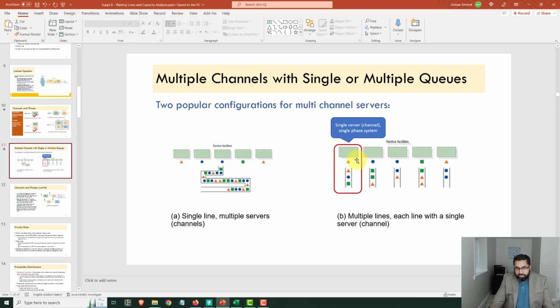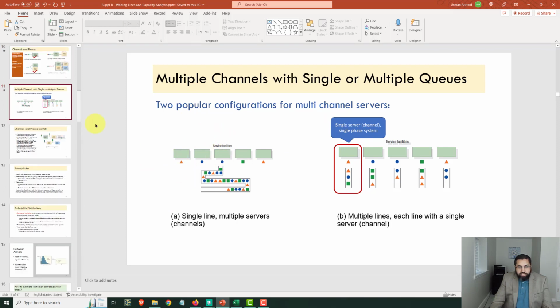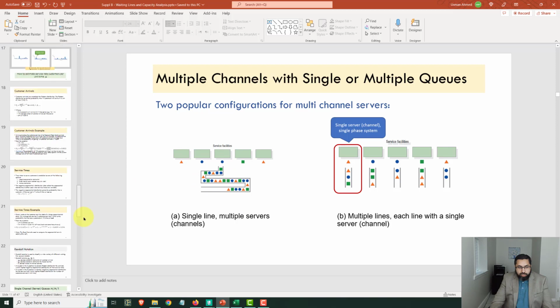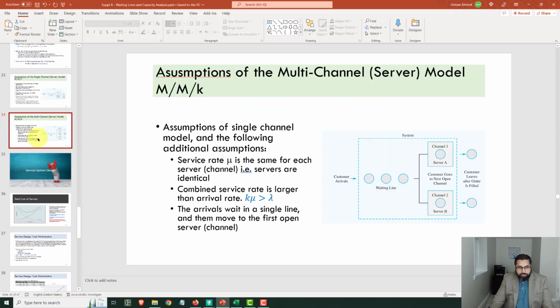This is an MM1 system and another MM1 system and another MM1 system. So you'll have to analyze the picture on the right, picture B, as an MM1 system and then multiple of those. And the picture on the left will be an MM5 system. So you have to make sure that there's one queue feeding all the channels, all the servers. These are the assumptions to do that.